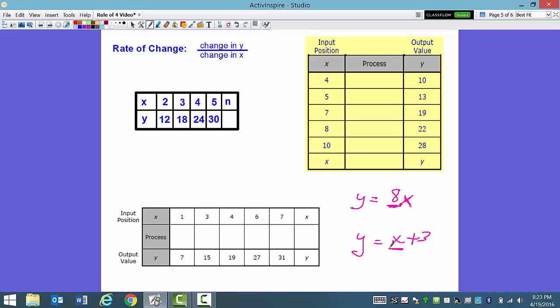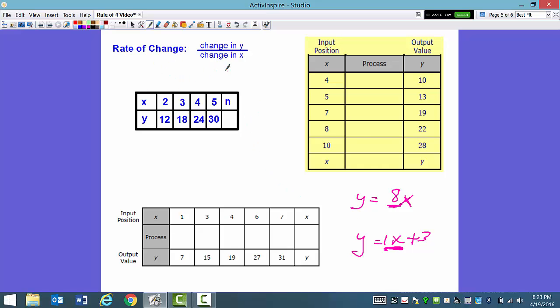In this equation, there's not a number in front of X. There's not a coefficient. There actually is. It's invisible. It's really a 1X. So the coefficient is really 1. That's your rate of change. That's going to be your coefficient to X. So let's go ahead and try it.